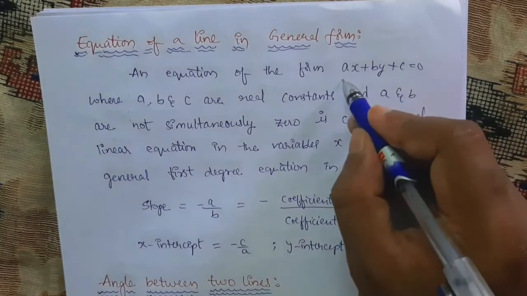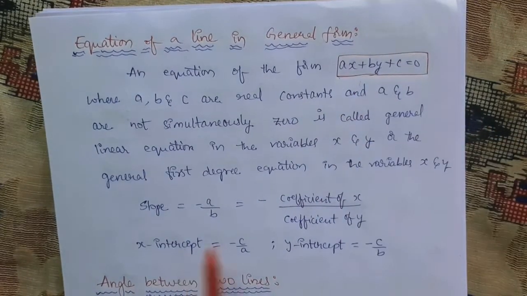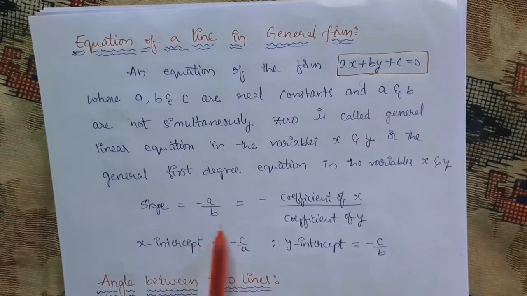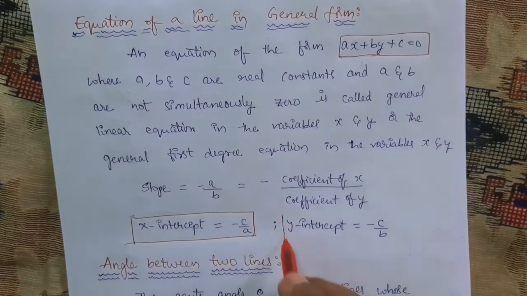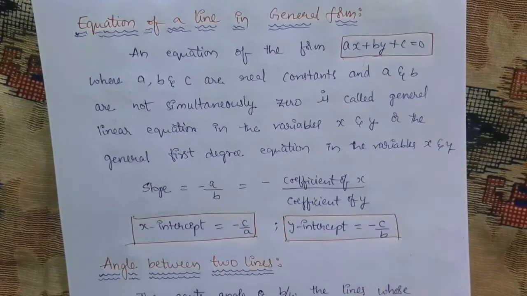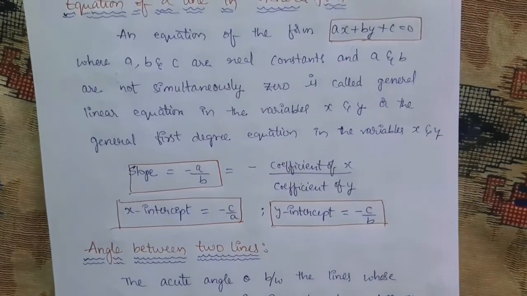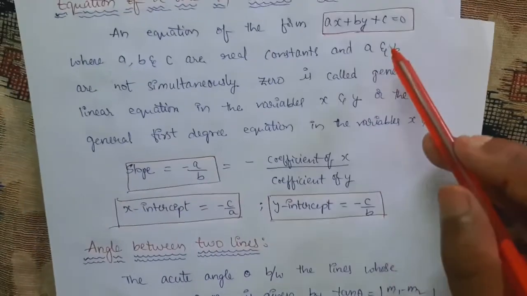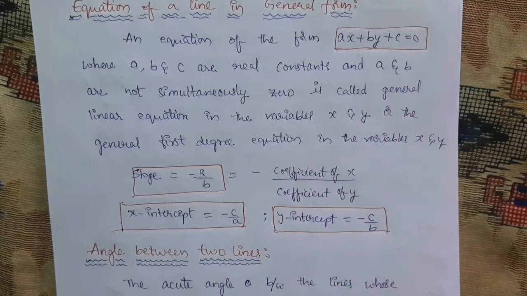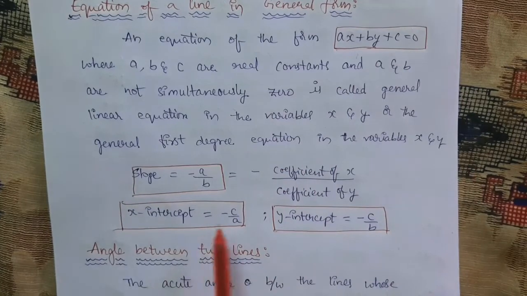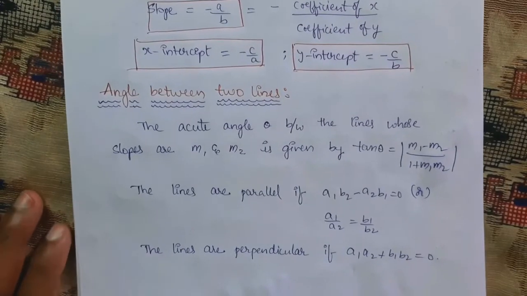So if an equation is in the form ax plus by plus c equal to 0, then the slope of that line is minus a by b, a shortcut, x intercept is minus c by a, and y intercept is minus c by b. Many of you, whenever they give an equation like this, will convert it into intercept form to get the x intercept and y intercept. Instead of converting into intercept form, the direct shortcut is x intercept is minus c by a, y intercept is minus c by b.